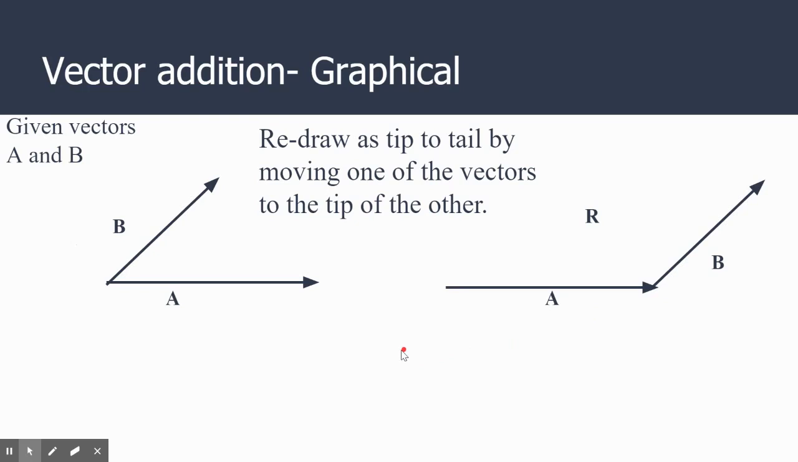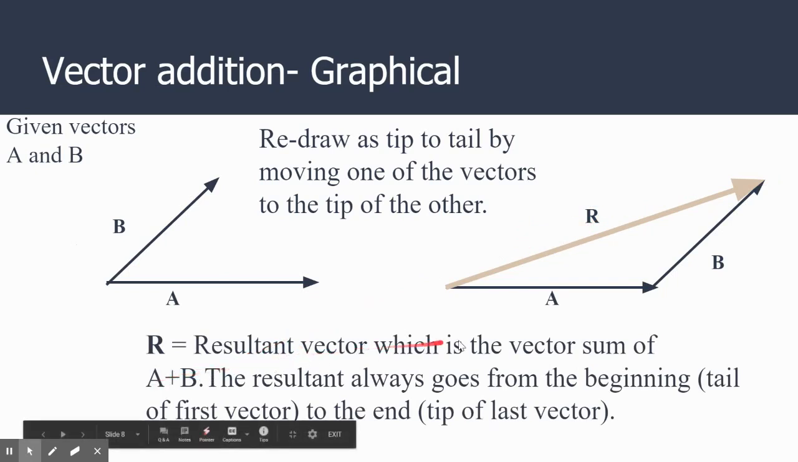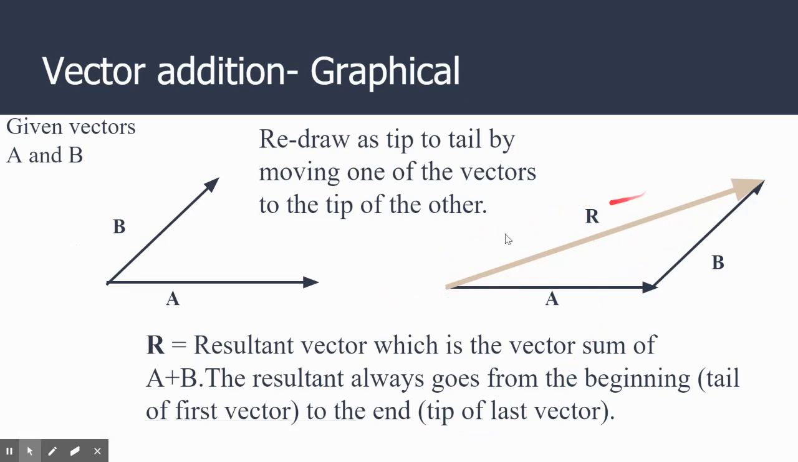By doing so, we create something known as a resultant vector. That's what this R is representing. You take where you started from, which is the tail of A, go to the tip of B, and that's your resultant. The resultant vector is the vector sum of A plus B. The resultant always goes from the beginning, the tail of the first vector, to the end, the tip of the last vector.